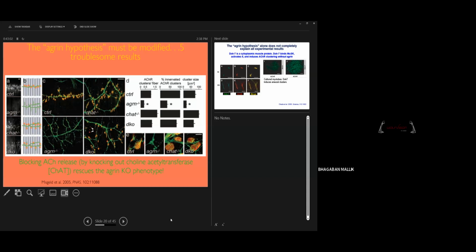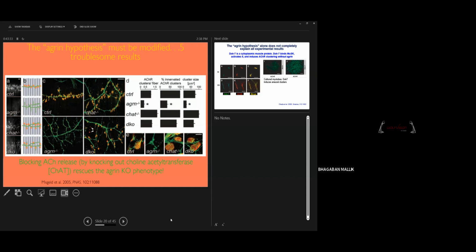We know that agrin minus has reduced acetylcholine receptor, which is shown here. Now with ChAT minus, you remove this enzyme, you still see acetylcholine receptor clustering. So here no receptor clustering, here receptor clustering. In the double knockout, they see clustering of the receptor. That means the ChAT minus is rescuing the agrin phenotype. That's what's shown here. So they're just dissecting the pathway.